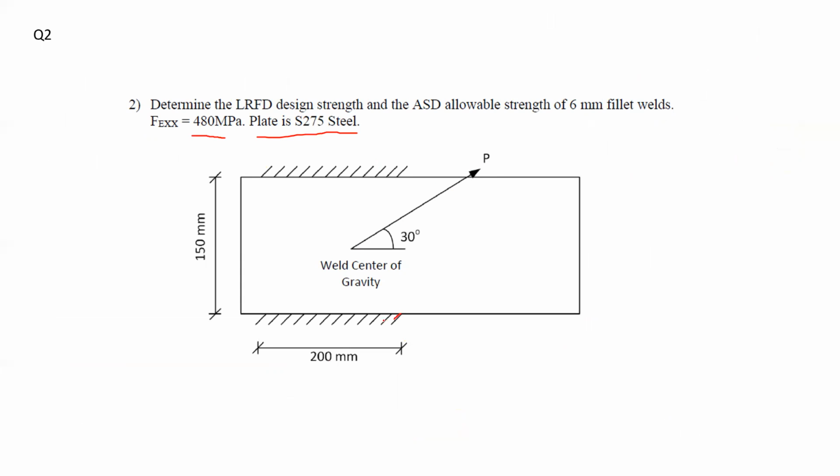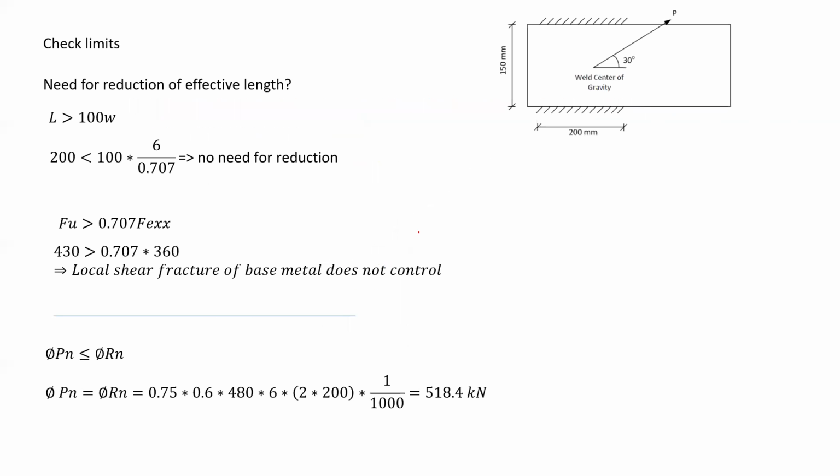So as you can see, I have the weld at two sides. The length of the weld is 200 millimeters, and the fillet of the welds is 6 millimeters. So I would like to check for the limits. I'm going to check if we need the reduction for the effective length. The length of the weld we have is 200 millimeters, and if we compare it to 100 w, again, 6 divided by 0.707, it appears that 200 is less than this value, and therefore there is no need for reduction.